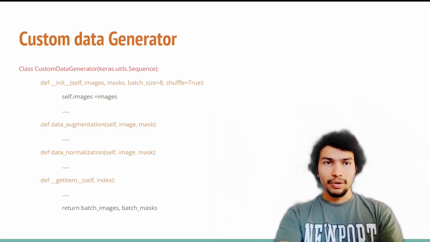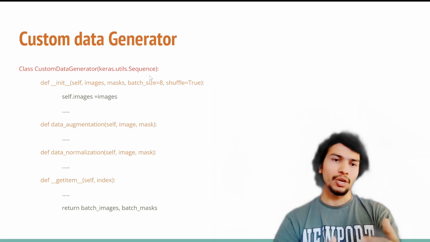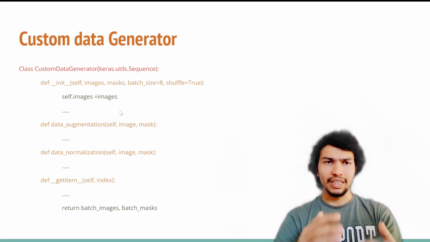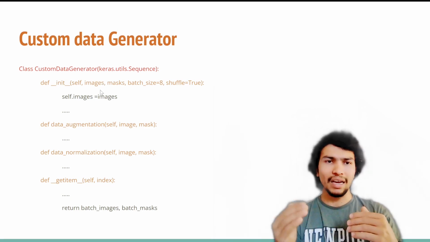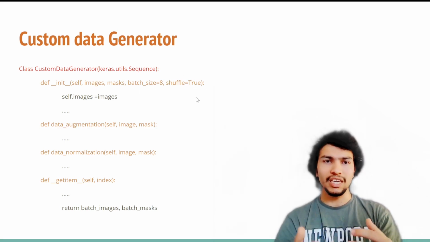And also a little bit about the custom data generator class. I'll write the custom data generator class, which will be a Keras utils Sequence. Of course it will produce the image batch and then the mask batch, as you can see in the get item here. Inside this class I'll have the init function, which is the constructor, where I need to pass the location of the images and masks, the batch size, and shuffle, whether you want to shuffle the dataset or not.